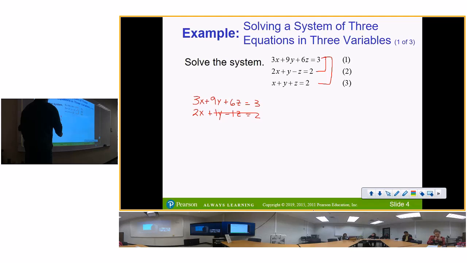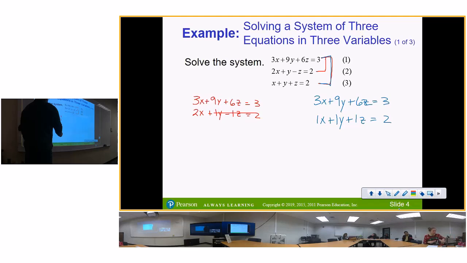And then I'm going to change colors and write these 2 down. So 3x plus 9y plus 6z is equal to 3, and 1x plus 1y plus 1z is equal to 2. Everybody see what I did?